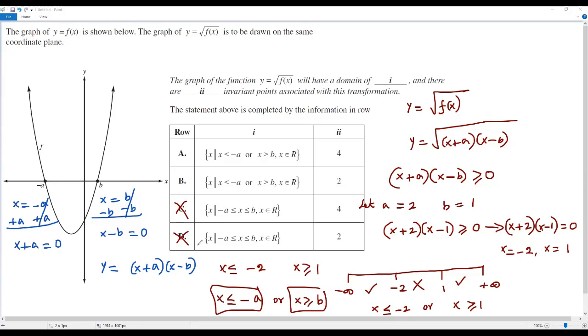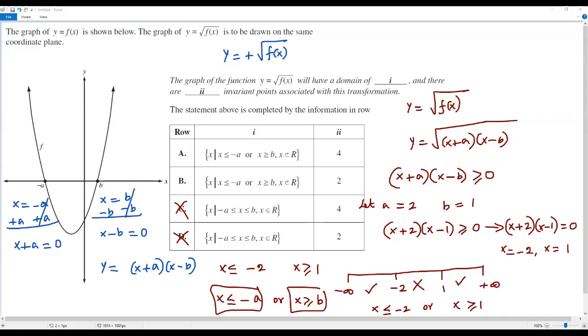Okay, now to check whether A or B is correct, we have to find the number of invariant points. For that we have to graph the transformed function, that is y equals square root of f of x. When I look at this function, what sign do we have in front of the square root? Actually we don't have any sign, so we have to assume there is a positive sign. So in this function y is always positive. So when I sketch the graph of this function, we'll have the graph above the x-axis, because below the x-axis the y values will be negative. So here y equals positive square root of f of x.